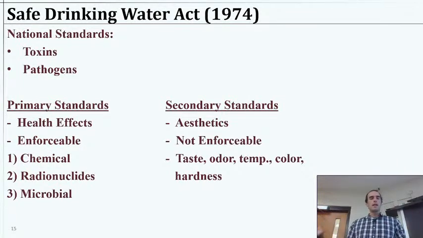Then we can categorize this into two dimensions here. One would be primary standards. These are anything that causes a health impact that could be detrimental to somebody's health. So these are enforceable by law. That would include chemical, radionuclides, and microbial. So there's your toxins and pathogens, right?